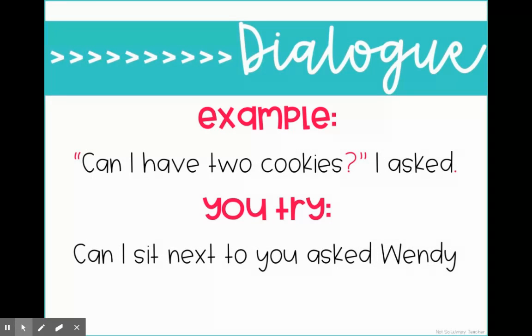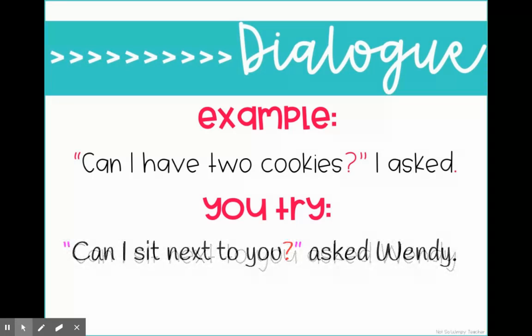And our last one for the tag at the end. "Can I have 2 cookies?" I asked. And our example, "Can I sit next to you?" Wendy asked. Awesome job. If you added quotation marks at the end and a question mark after, you got that one correct.